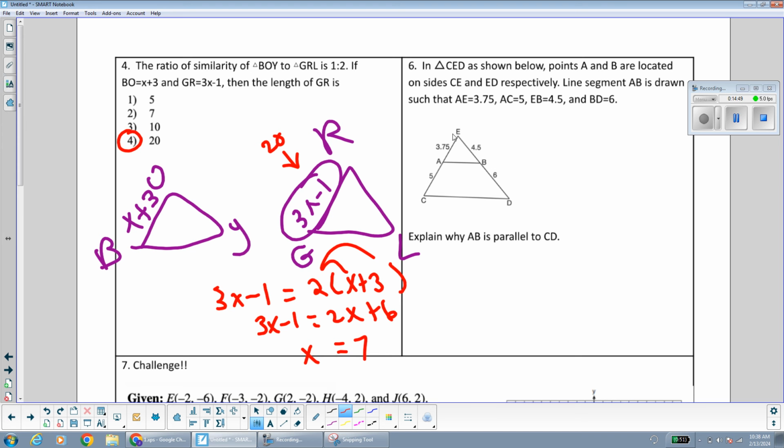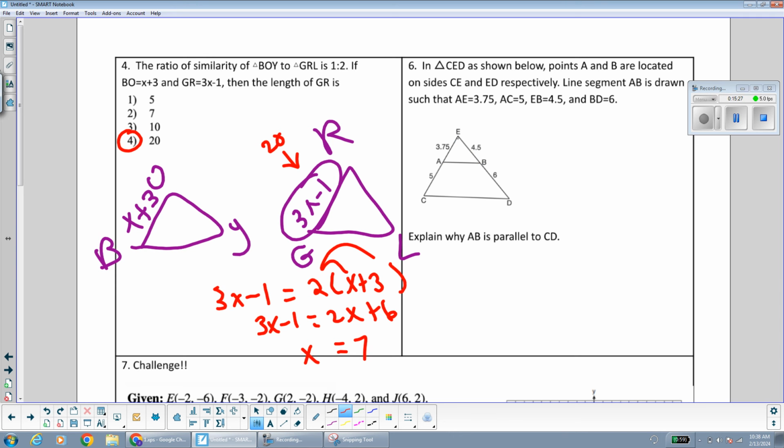So we have triangle CED, and they give us some measurements over here, and they want us to explain why AB needs to be parallel to CD. Well, if the triangles were similar to each other, then I would know that. So if I could show the triangles are similar to each other, then I would easily be able to explain why AB is parallel to CD, because already the smaller triangle is inside of the bigger triangle.